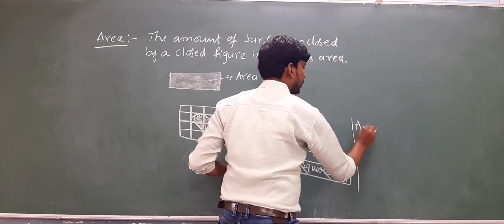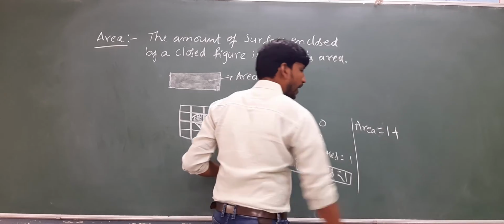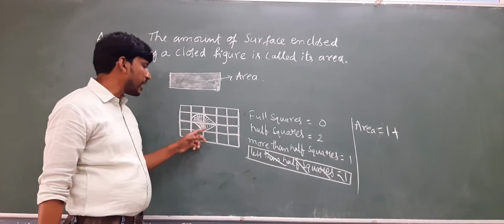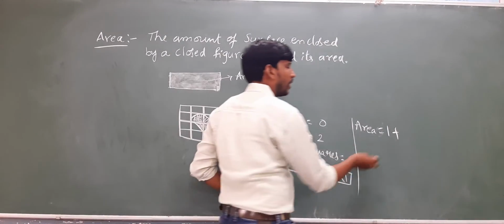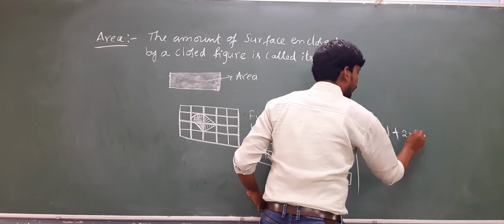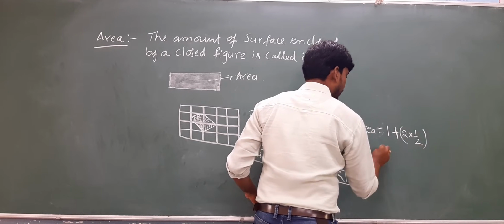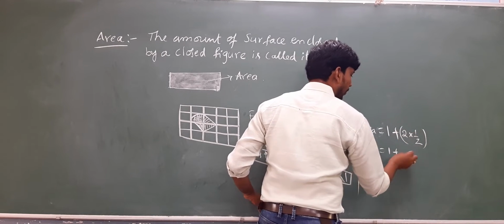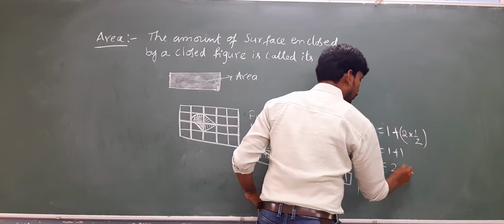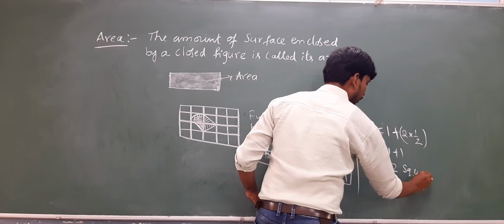So therefore area is equal to one full square plus how many half squares are there? 2 half squares means 2 into 1 by 2. Which implies 1 plus 2 into 1 by 2, that is 1 plus 1, which is 2 square units. Clear, my dears?